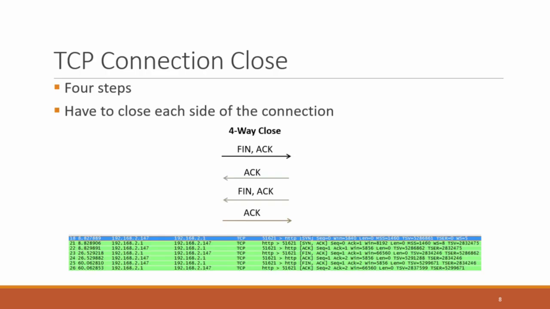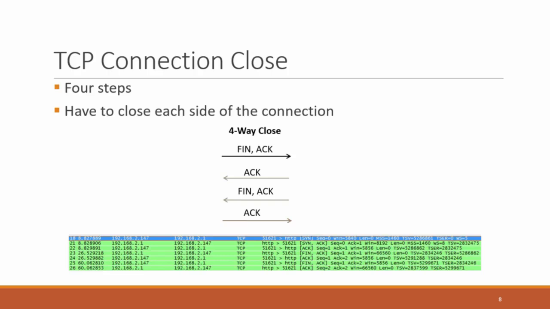TCP connection close. Remember, we had 3 steps to open the connection. It takes 4 steps to close the connection. This is because we have to close each side of the connection. So here we have in the diagram a FIN-ACK, which means please acknowledge my finish request. And then the acknowledgement returned means I acknowledge your finish request. And the FIN-ACK again is the close of the other side of the connection. So remember, both sides of the connection have to close.